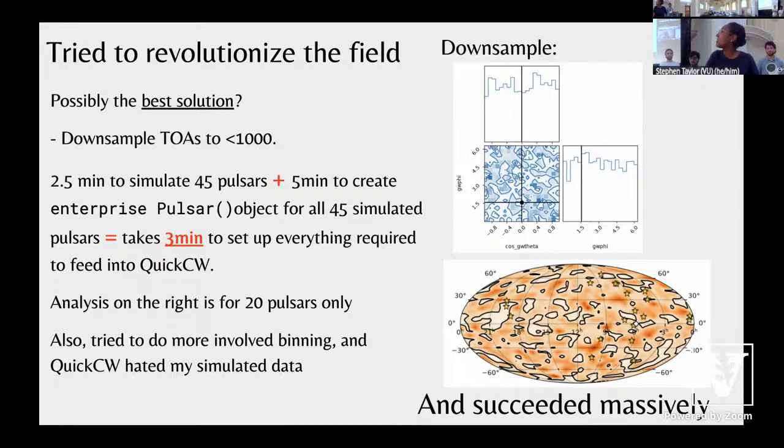What is also a success is that if I take just 20 pulsars and ran it through QuickCW, this is a massive success. We should be looking at the whole sky anyway. So, yes. Thank you. That's how she's the supreme leader.